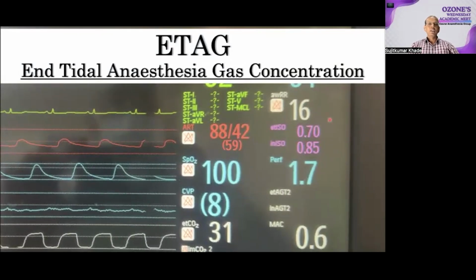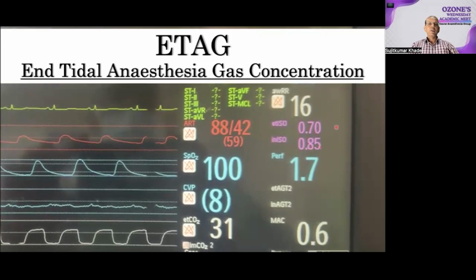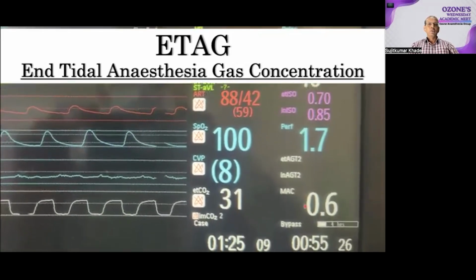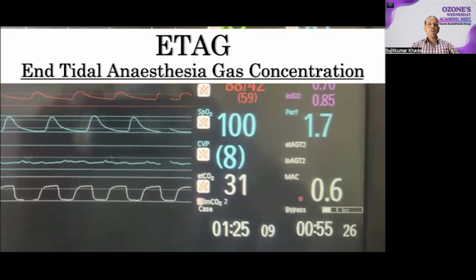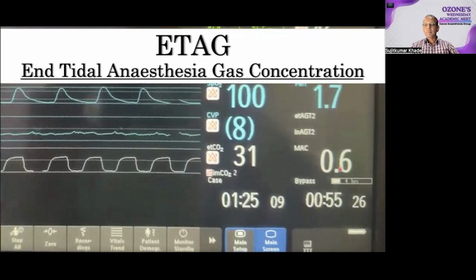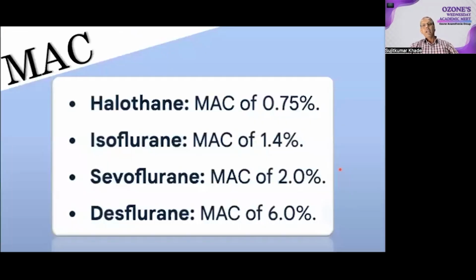Here you can see the inspiratory as well as the expiratory value of the isoflurane is shown, and lower down the screen you can see the MAC of 0.6 is shown on the patient's monitor screen. We know what is MAC. MAC is the minimum alveolar concentration at 1 atmosphere that prevents movement in 50% of patients exposed to a surgical incision, and MAC decreases with age.